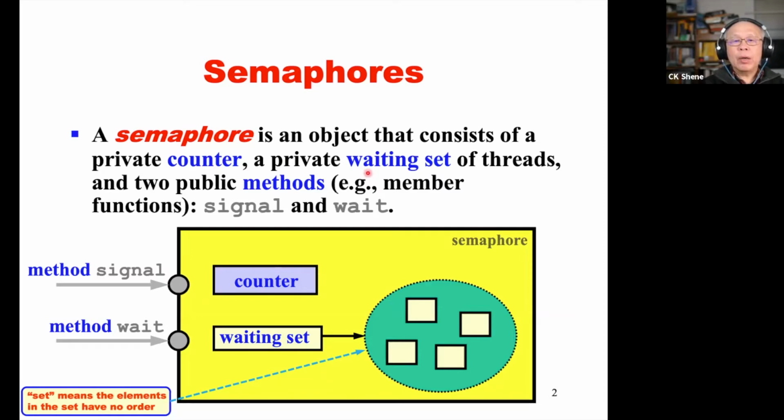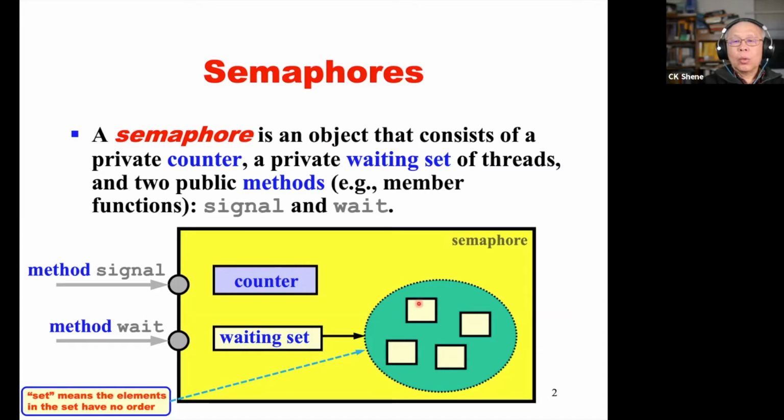Now, regarding the public section, there are two public methods. Actually, they are member functions: the function signal and the function wait. So this is a semaphore. It is a private counter and a waiting list.